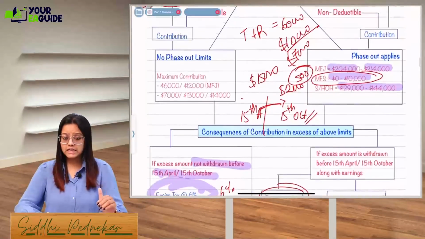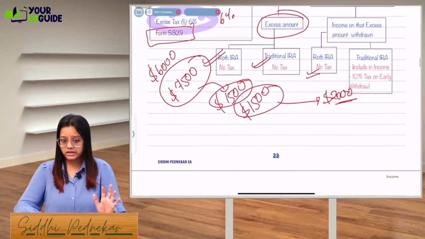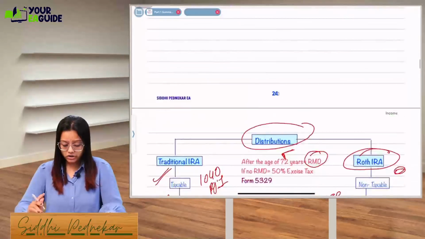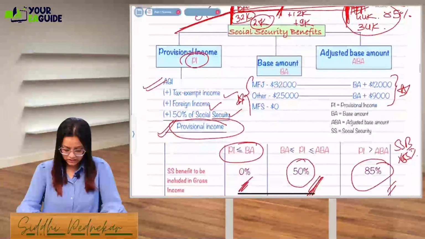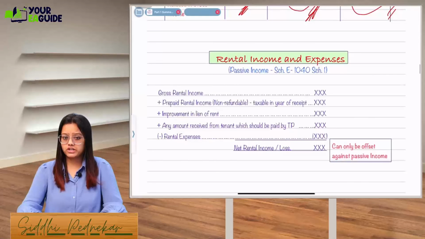I hope dividend is clear. IRA we have already done yesterday. Now only two small topics are left. I'll take them quickly. Social security is also done.